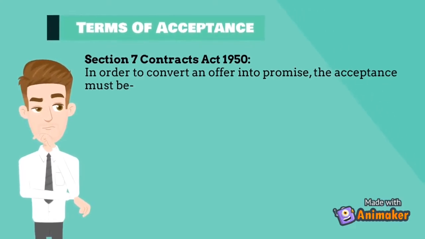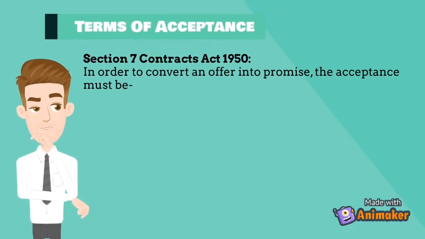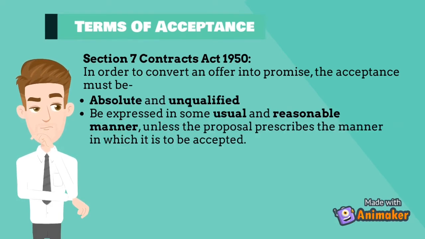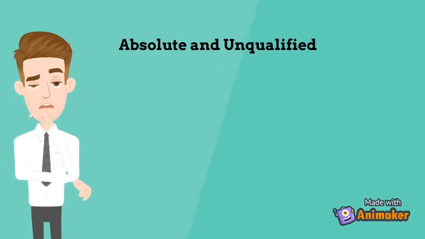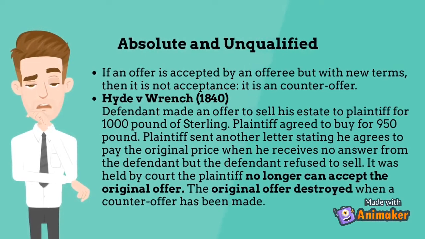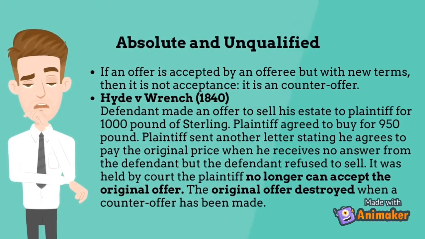Next is terms of acceptance. In Section 7 Contracts Act 1950, in order to convert an offer into a promise, the acceptance must be absolute and unqualified, then be expressed in some usual and reasonable manner, unless the proposal prescribes the manner in which it is to be accepted. In absolute and unqualified, if an offer is accepted by an offeree but with new terms, then it is not acceptance. It is a counter-offer.